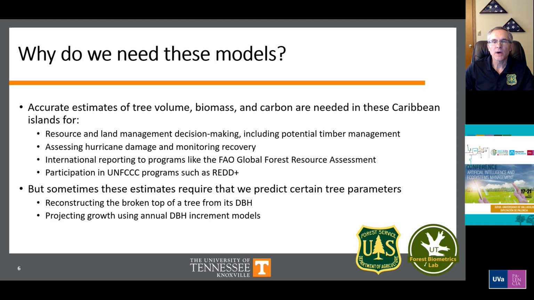And why do we need these models? Well, we really have a need for developing allometric and growth models for these Caribbean species because accurate estimates of tree volume, biomass, and carbon are needed for land management and resource management, assessing hurricane damage and monitoring recovery, for our international reporting requirements for programs such as FAO's Global Forest Resource Assessment, and also for the UNFCCC's programs such as REDD+. And sometimes it's necessary to use these equations to reconstruct broken tops in trees or project growth.